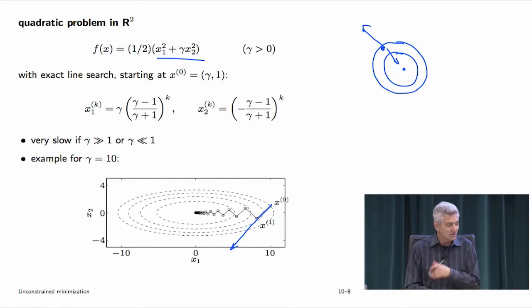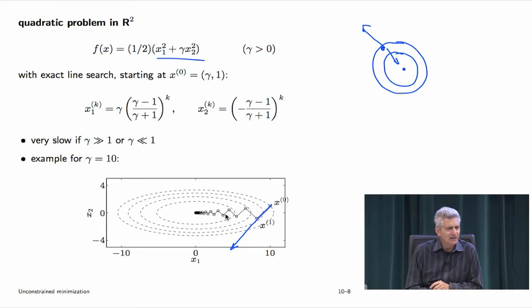It's pointed more towards 0 than away from 0, okay? But it's not pointed the right direction, right? And so what happens is you go over here, then here, and this is because for exact line search, you get exactly the same thing for backtracking line search. For exact line search, you can just work out what the iterates are, right? And so you get this kind of thing.